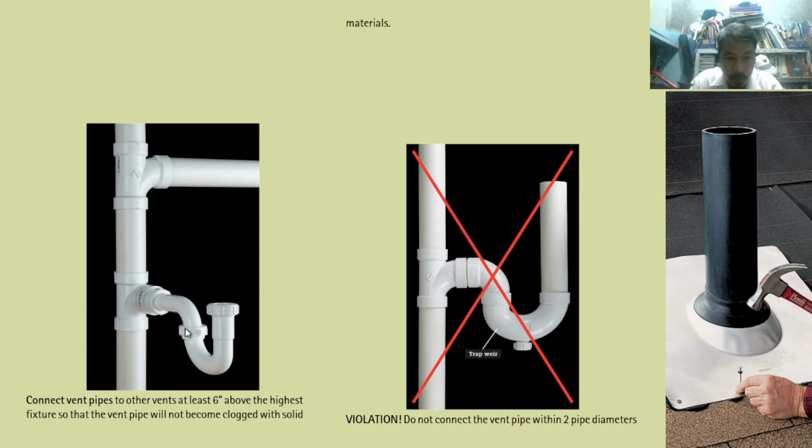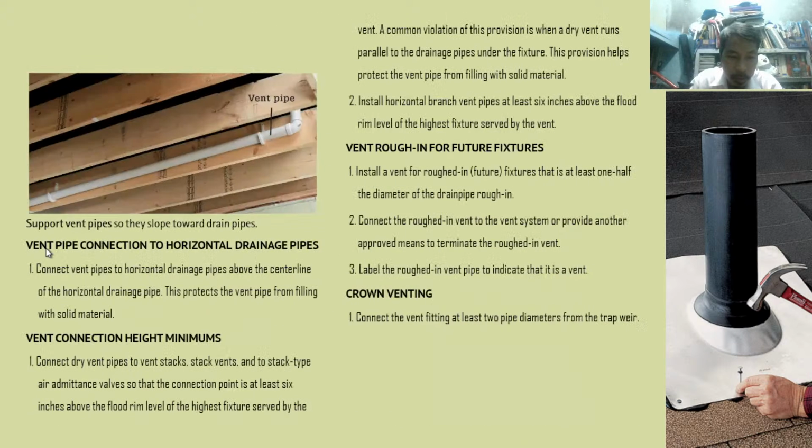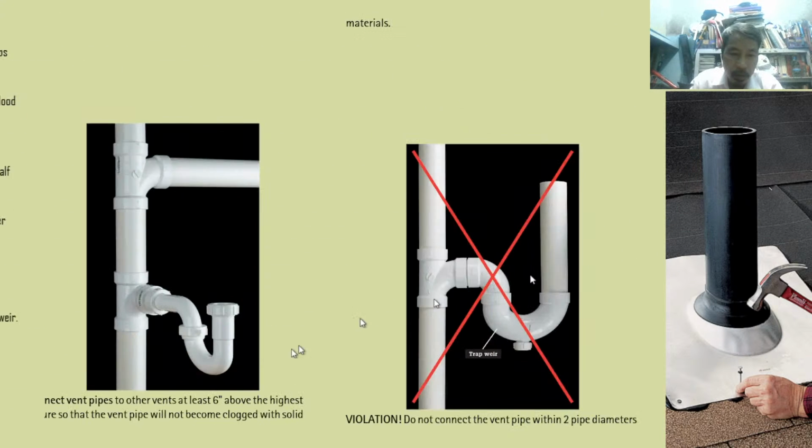Okay? This is supposed to be connected to the lavatory. So what we mean here is the flood rim level of the highest fixture. A fixture will be connected here. What kind of fixture will be connected here? For example, a sink, a kitchen sink will be connected here, or a lavatory will be connected here in this position.